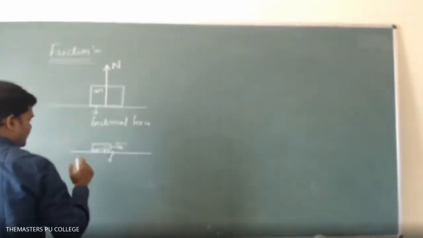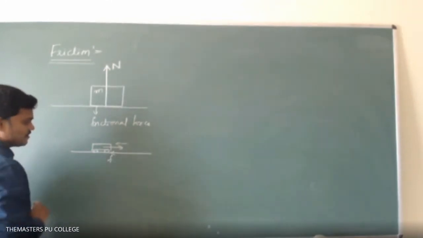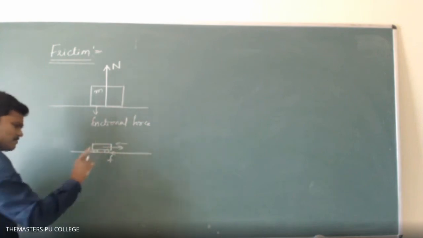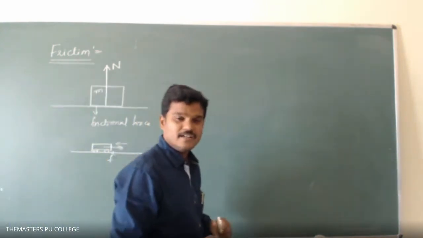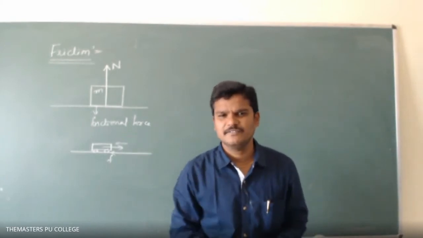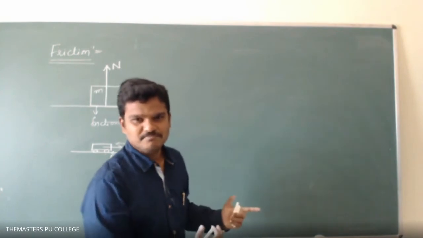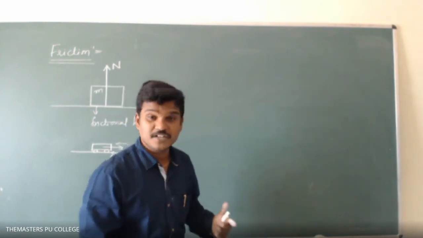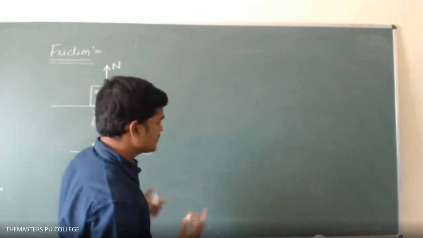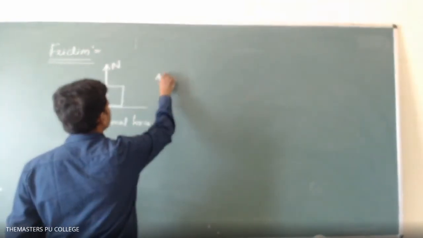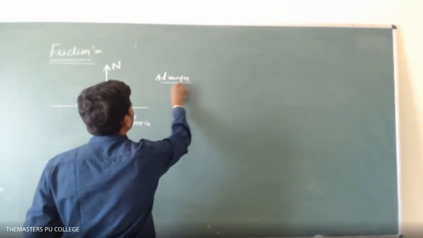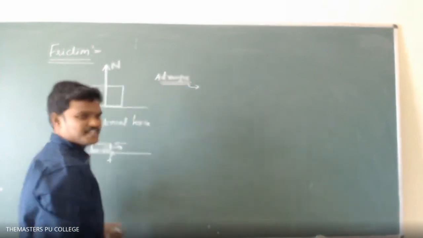Okay, here, this is the frictional force, and there are some advantages of friction, and there are some disadvantages of friction. Very basically, I am walking on a floor. How is it possible? Because there is friction between my feet and the floor, so that I can walk. Let us see a few advantages, very basic things.